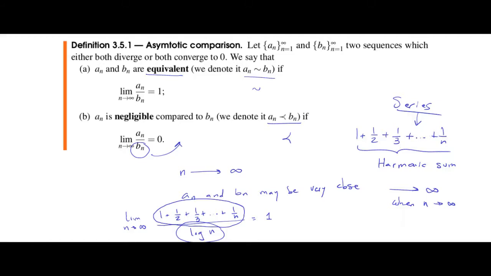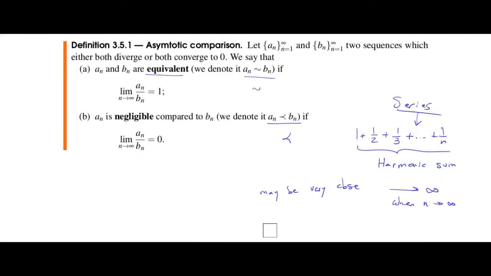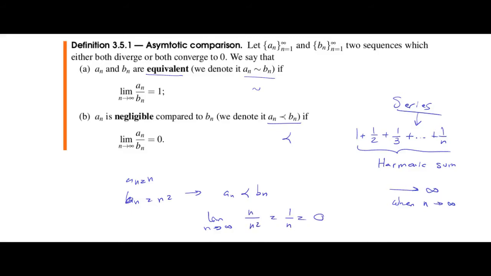So this is an example of equivalent sequences. An example of a negligible sequence is n compared to n squared. Then a sub n is negligible when compared to b sub n, because the limit when n goes to infinity of n divided by n squared is 1 over n, and this limit is 0.